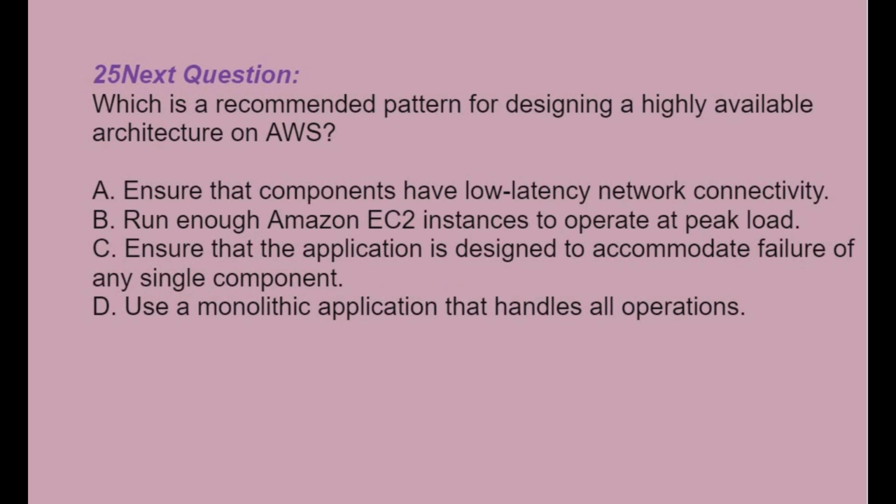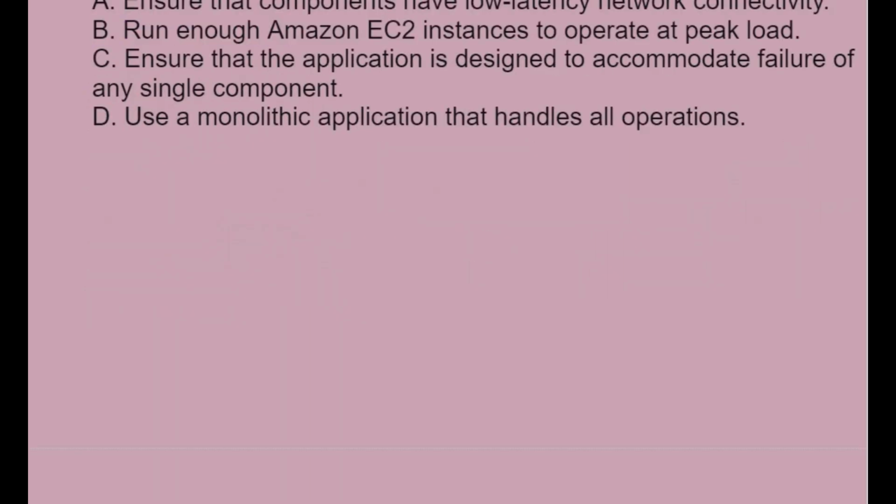Question is: which is a recommended pattern for designing a highly available architecture on AWS? Option A, ensure that components have low latency network connectivity. Option B, run enough Amazon EC2 instances to operate at peak load. Option C, ensure that the application is designed to accommodate failure of any single component. Option D, use a monolithic application that handles all operations. Correct answer is option C.